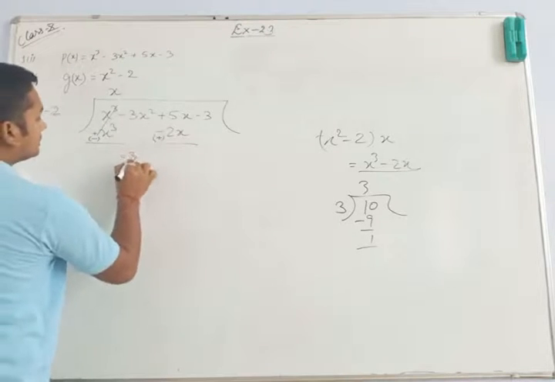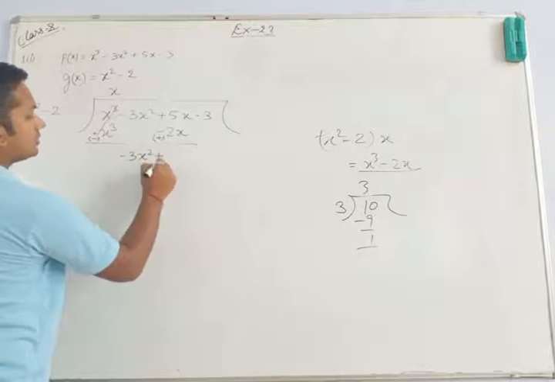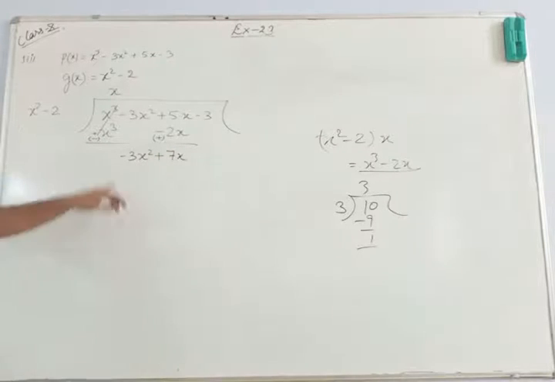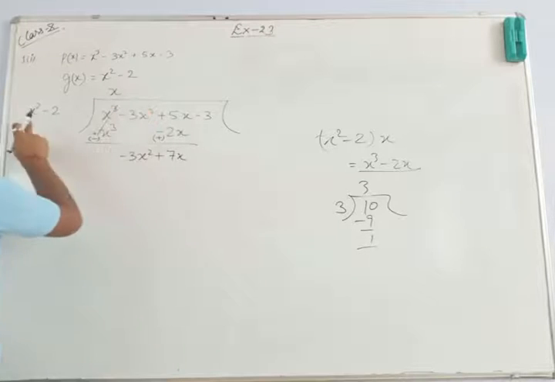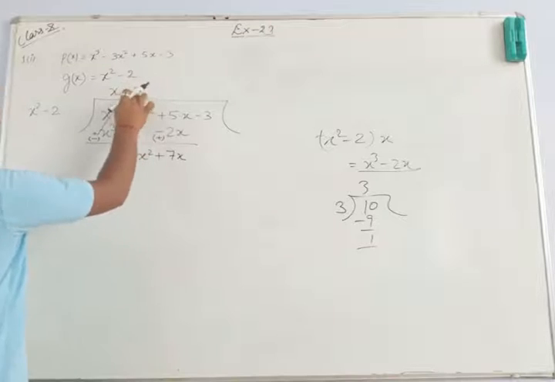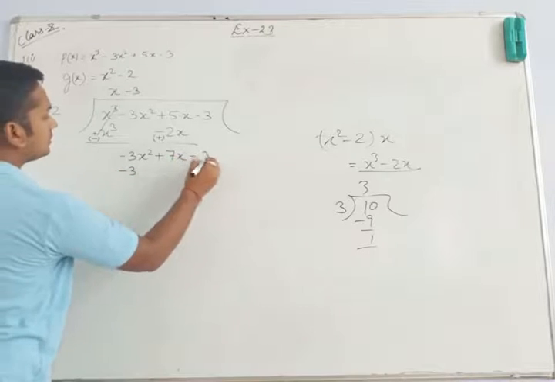Now minus 3x square and plus 5x plus 2x, कितना? 7x. Okay, plus 7x. Now we have to eliminate this one term, minus 3x square. So x square already है. Now what we have to multiply? Only minus 3 with it. So we will be multiplying it with minus 3. So minus 3 and x square will give you minus 3x square.